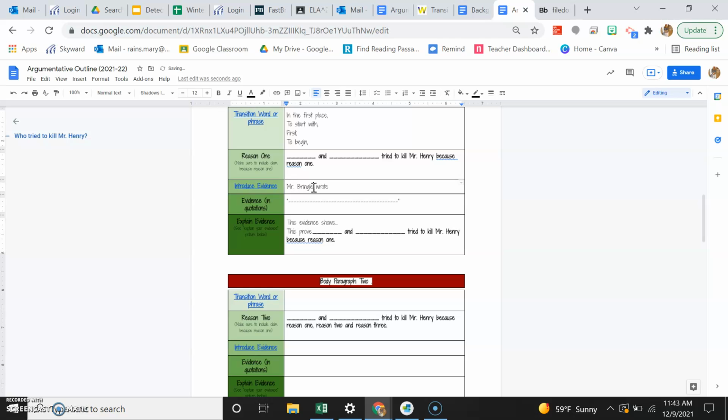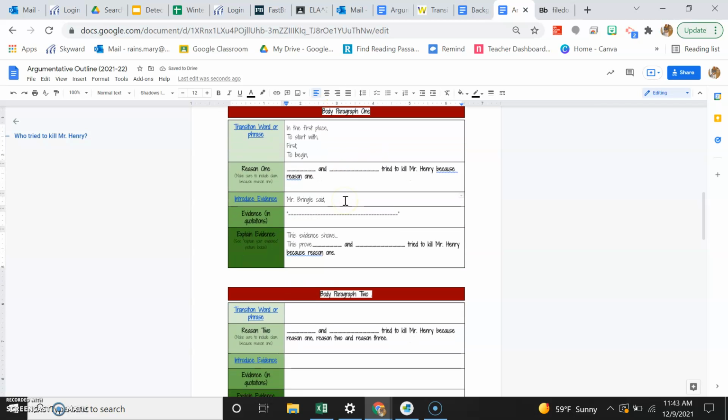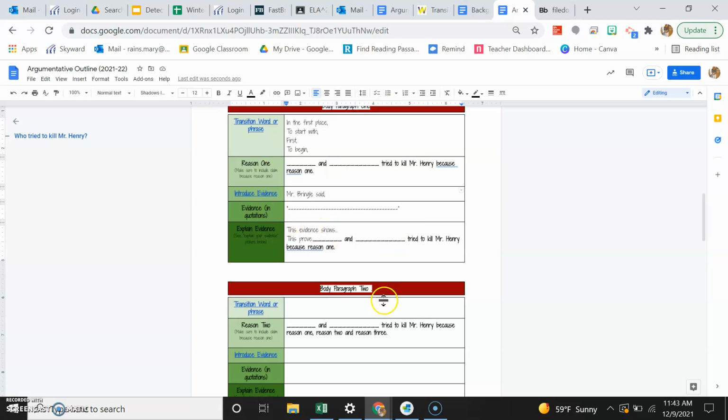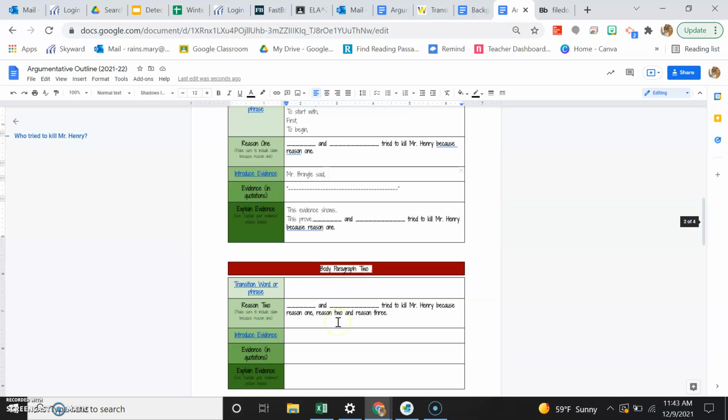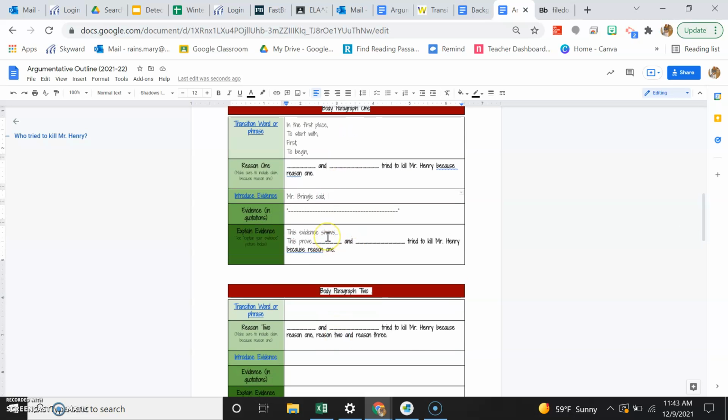Bringle wrote, or Mr. Bringle said, if that was where my evidence went, comma, and then I have the quote that goes with that. That's how you write a body paragraph. You need to do this for each of the 3 body paragraphs. So it's going to look the same, it's just going to have different information.